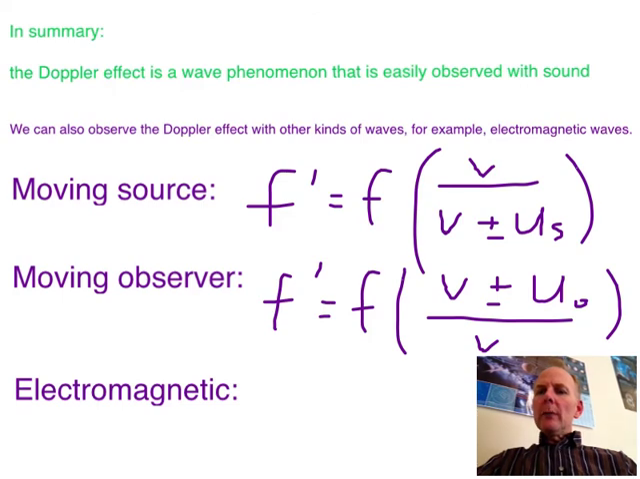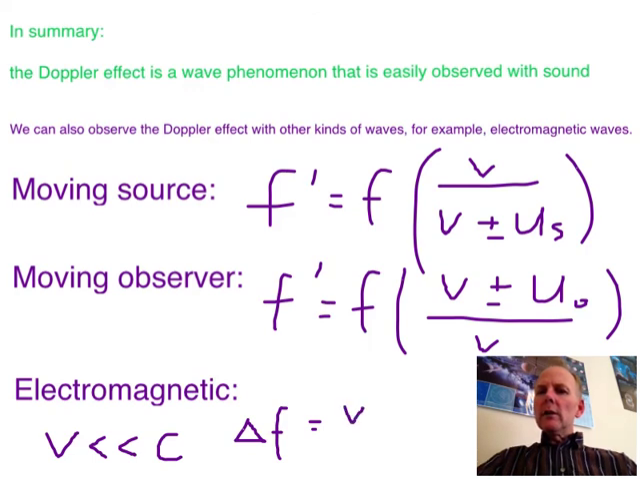And for electromagnetic waves, where the speed of the object is much less than the speed of the electromagnetic waves, we have the change in frequency is equal to the speed of the object divided by the speed of the electromagnetic waves multiplied by the frequency.